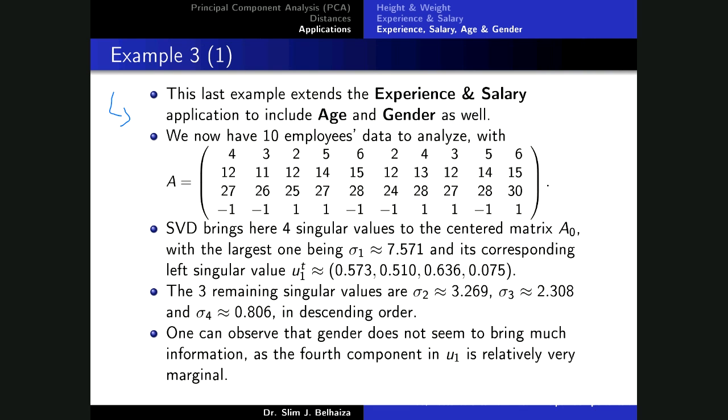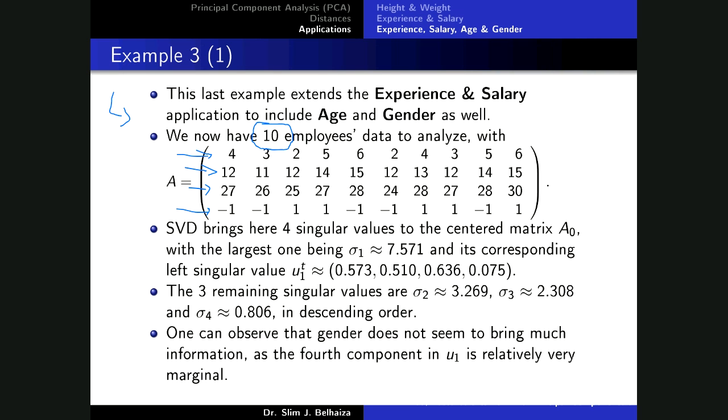This last example extends the experience and salary application to include age and gender as well. So here we've taken the data from 10 employees. And we have in the rows, as usual, the number of years of experience, the salary, the age, and the gender. Here, -1 stands for a female, 1 stands for a male.